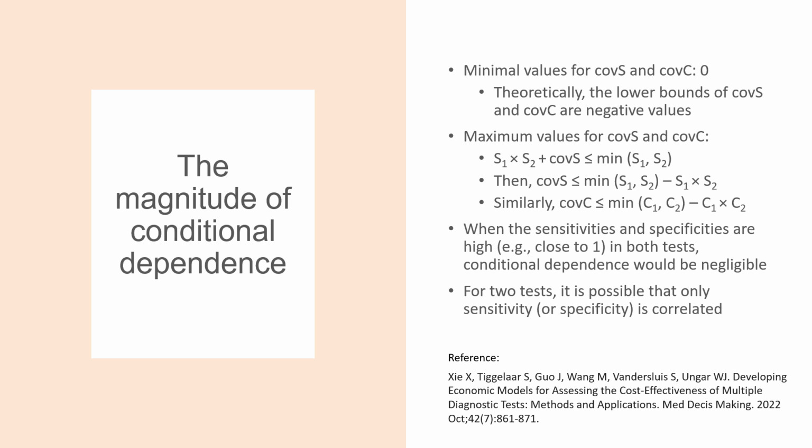When the sensitivities and specificities are high in both tests, close to 1, conditional dependence would be negligible. For two tests, it is possible that only sensitivity or specificity is correlated.